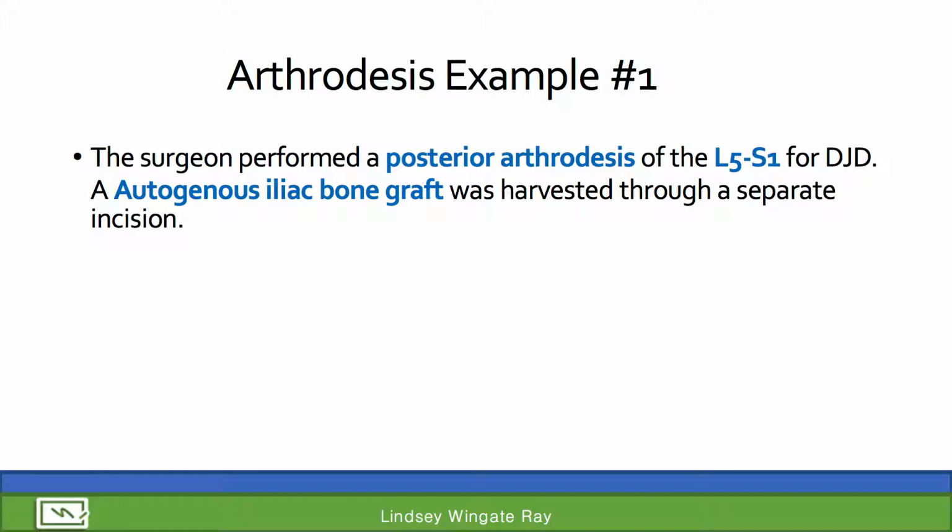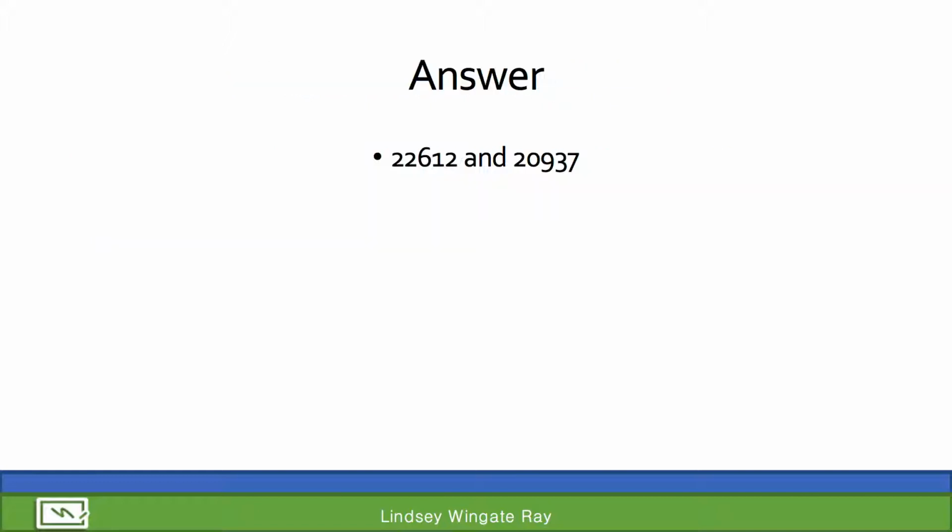Let's look at example 1. The surgeon is performing a posterior arthrodesis of the L5 to S1. An autogenous iliac bone graft was harvested through a separate incision. Pause this recording and find your code now. You should have got 22612 because the procedure was done posteriorly, and 20937 for the graft. Now remember, grafts are found in the general section of the musculoskeletal chapter.